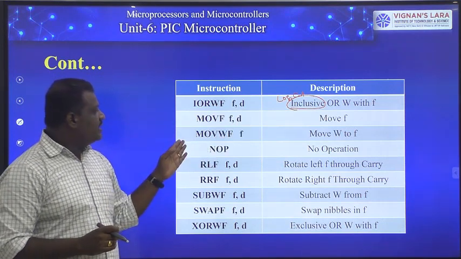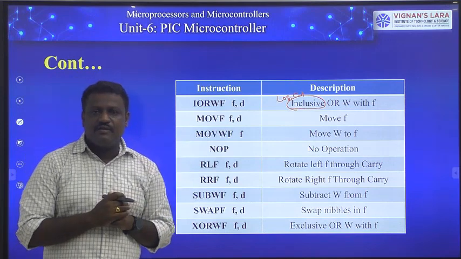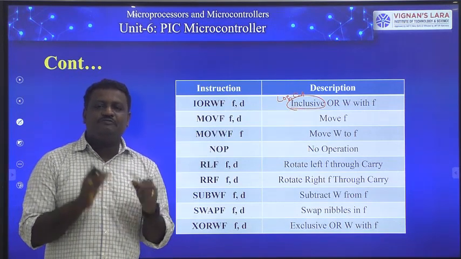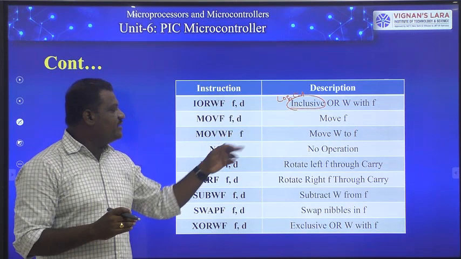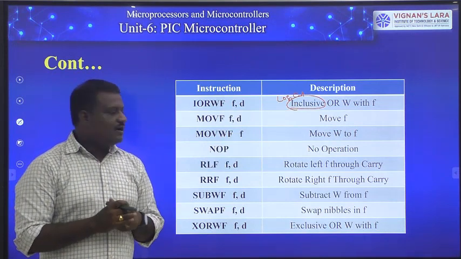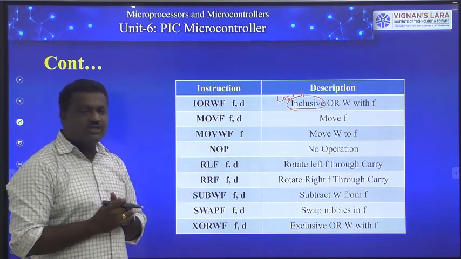So that's it. Next, MOVWF F. That means move the content of working register W to the file register F itself. And next one is NOP, which means no operation.